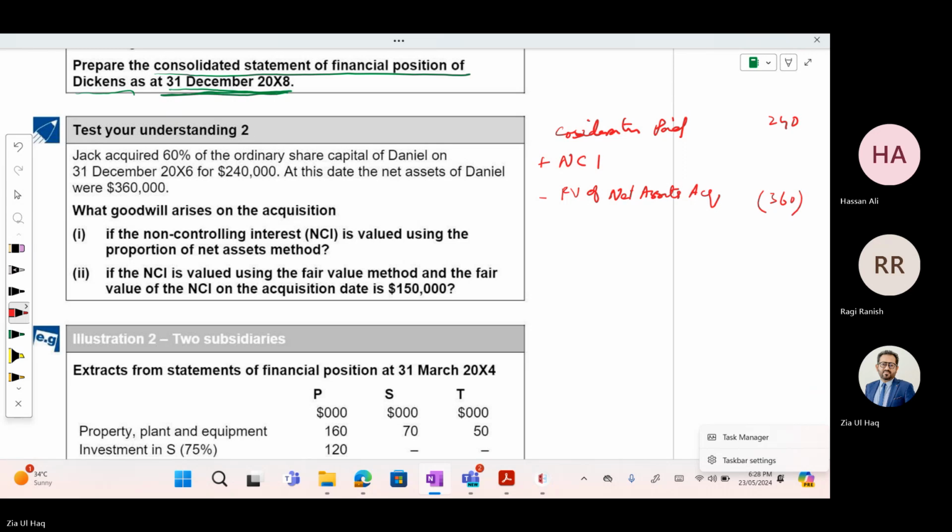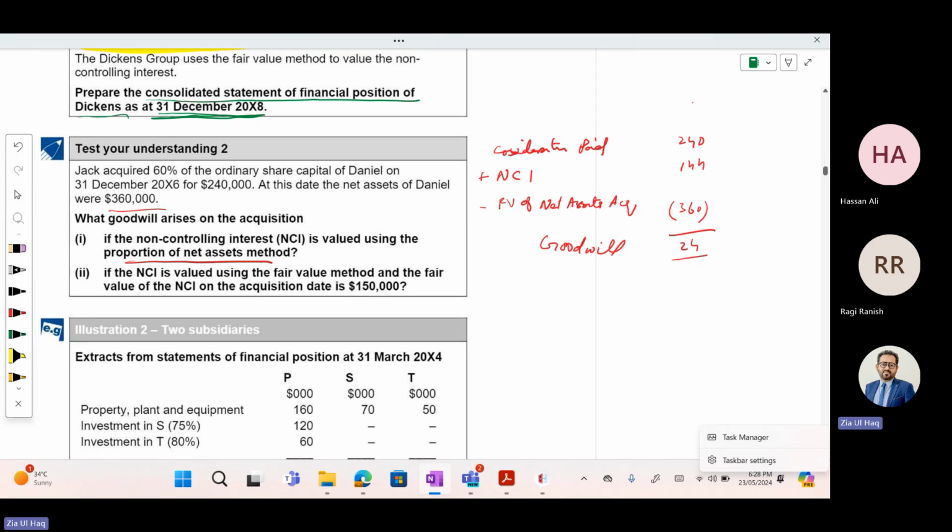So what is NCI? 40% of 360, using the proportionate of net assets method. In net assets, the first column figure given is 360. At the time of acquisition, net assets, meaning share capital, share premium and reserves, are 360. So what is 40% of 360? 144. What is goodwill? 24. So this is using option 1.